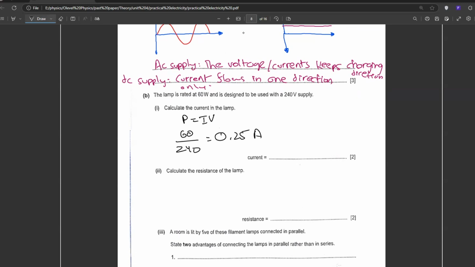Calculate the resistance of the lamp. Now you have to calculate the resistance of the lamp. How will you do that? You have the voltage, you have the current, V over I. So V is 240 divided by I, that is 0.25. Your resistance comes out to be what? 240 divided by 0.25. Your resistance is 960 ohms.